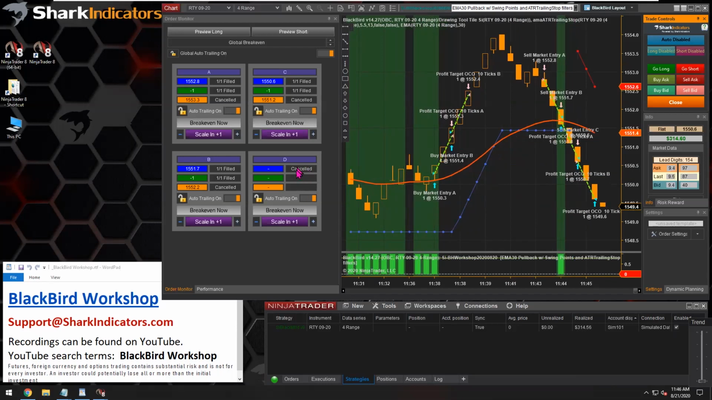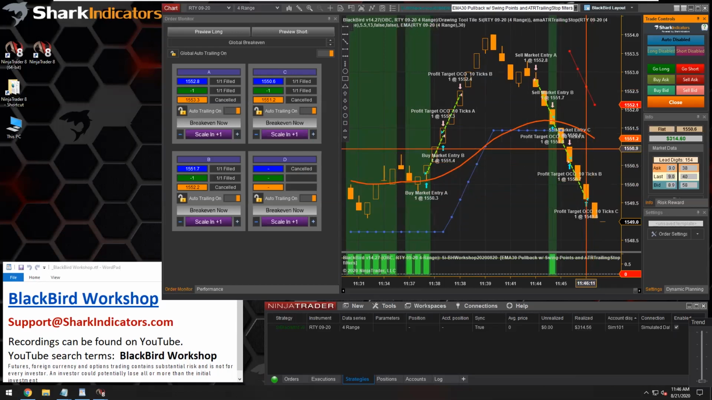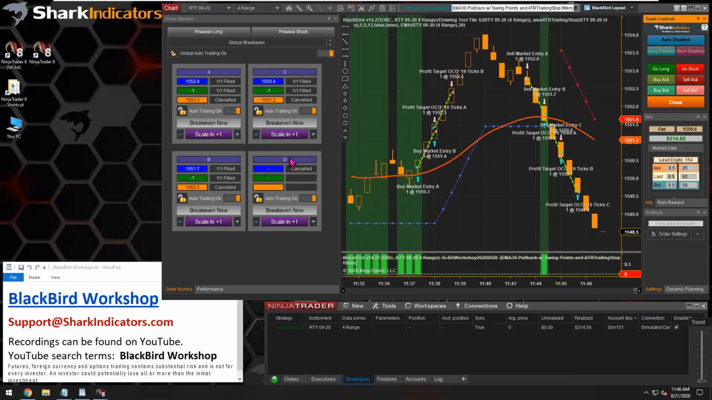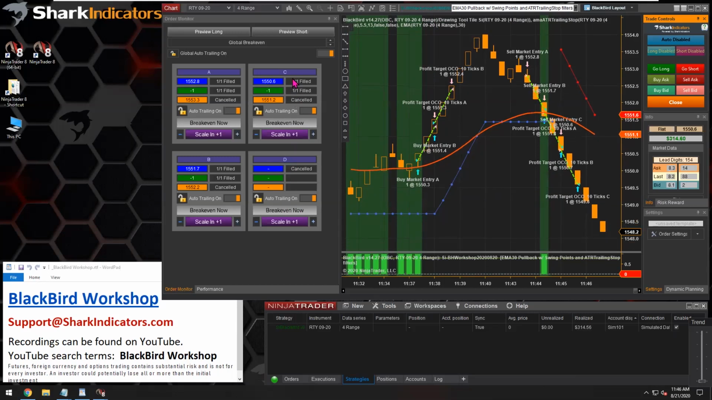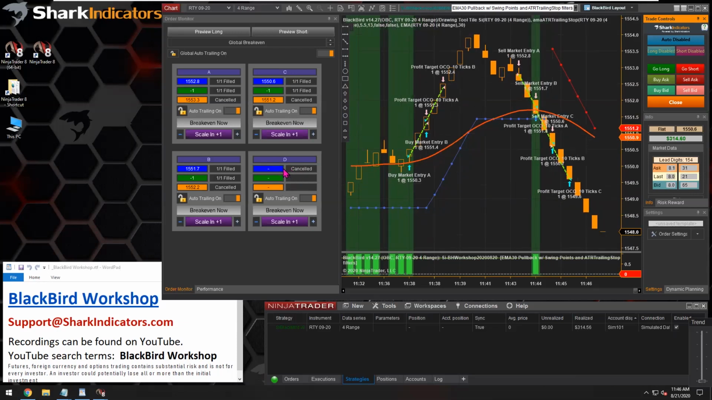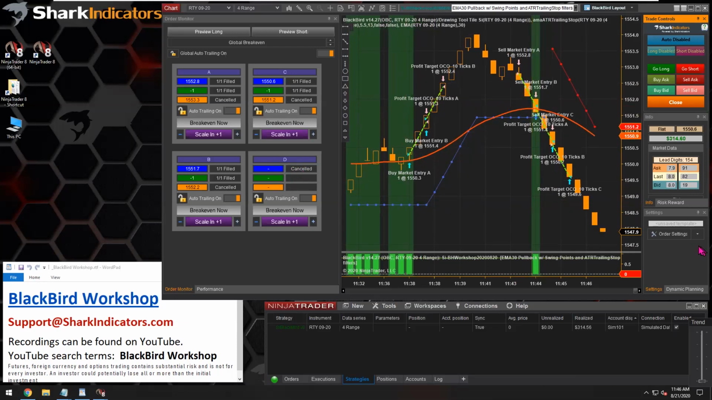So for this workaround to function for now, in the future, we're actually going to make some changes to BlackBird's order management state engine to accommodate something like this. But for now, we need this one extra dummy order set in here that's never going to get executed. It's just going to get canceled.